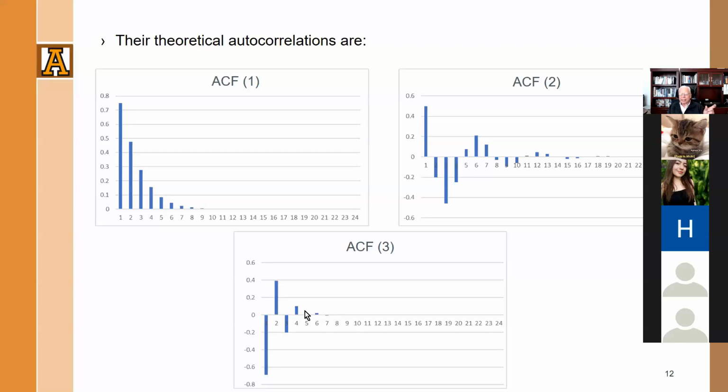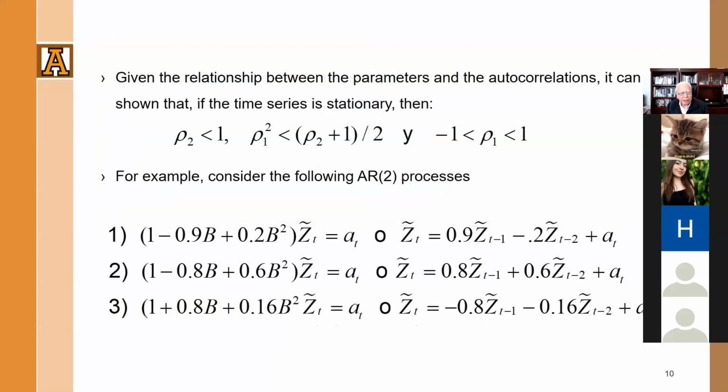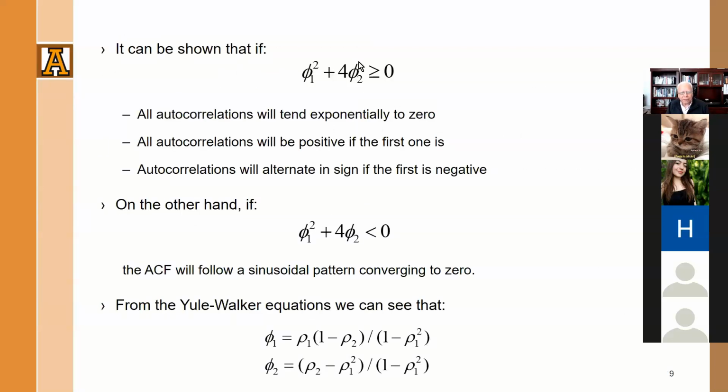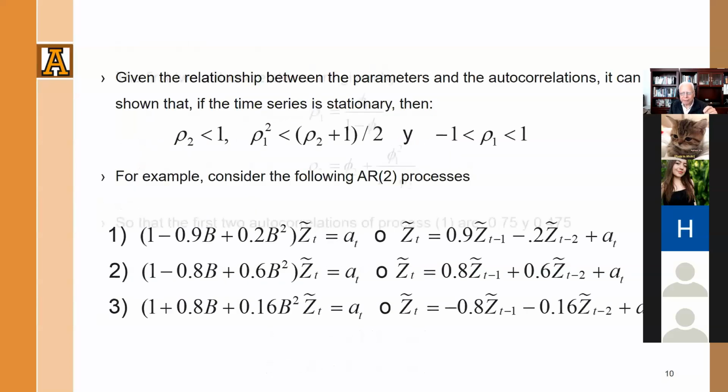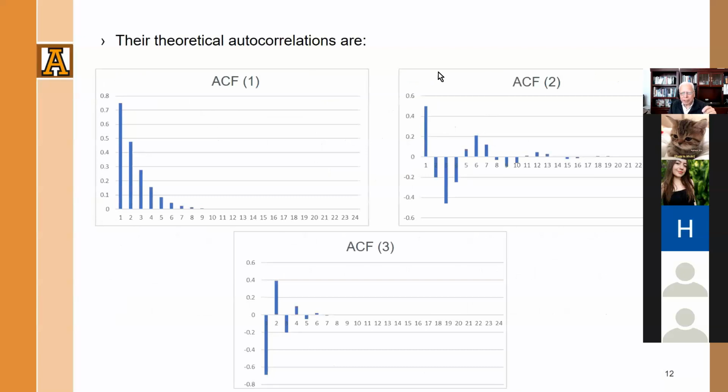And you can check the conditions that we saw earlier, whether phi1 squared plus 4 phi2 is greater than or equal to 0 or less than 0. In the second case that we saw, the sine cosine wave, the second condition is the one that's holding, because we have this sine wave that's sort of dying out to 0. Okay.